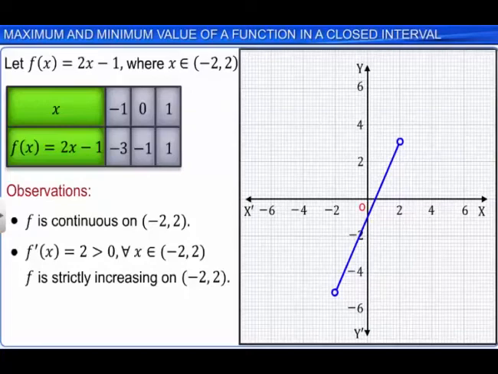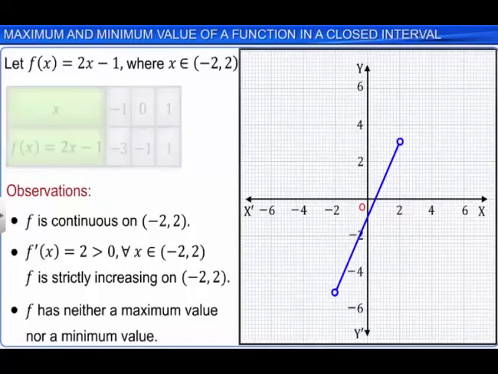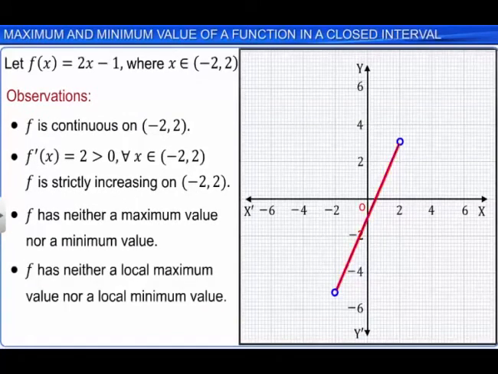The given interval on which f is defined is an open interval. This means f is not defined at the end points of the interval. Therefore, f has neither a maximum value nor a minimum value. Also, there are no turning points in the graph, so f has neither a local maximum value nor a local minimum value.